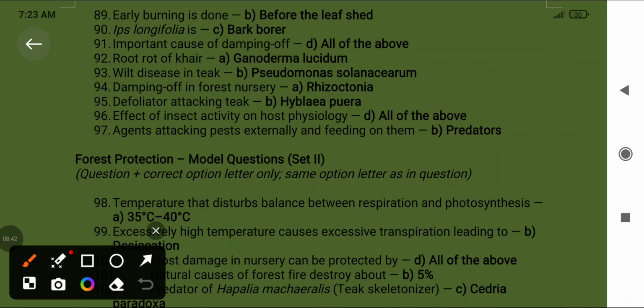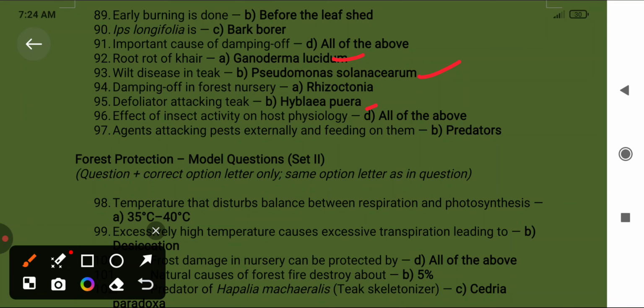Important cause of damping off and root rot of coir: Ganoderma lucidum. Wilt disease in teak: Pseudomonas solanacearum. Damping off in forest nursery: Rhizoctonia. Defoliator attack on teak: Hyblaea puera.